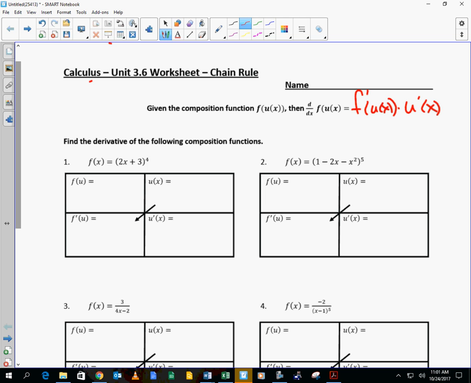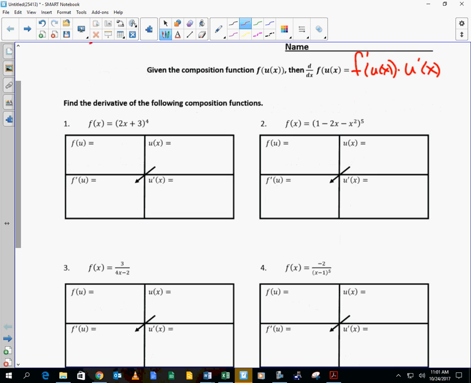So when you look at these, this graphic organizer is going to help us kind of put our work together. U of x is going to be referred to as the inside function. What is the inside portion here? 2x plus 3. Now the one change I'm going to make is instead of using a variable of x here, I'm going to use a variable of u. The outside function would be u to the 4th power. So those are the things that we compose together in order to get (2x plus 3) to the fourth power.